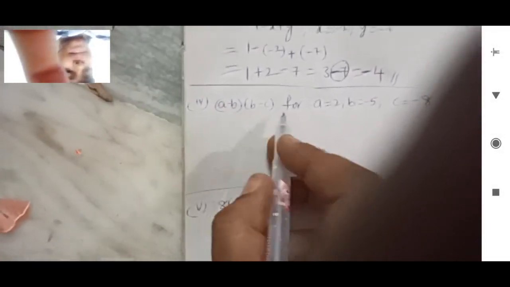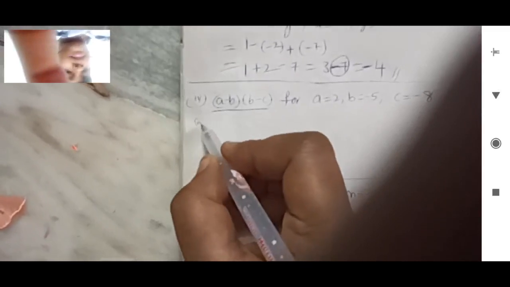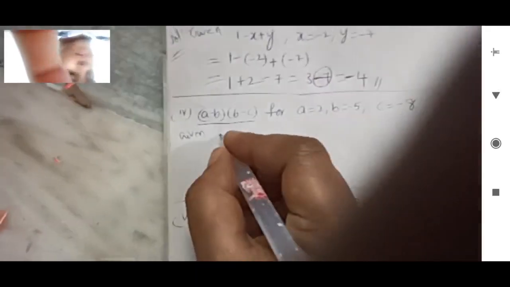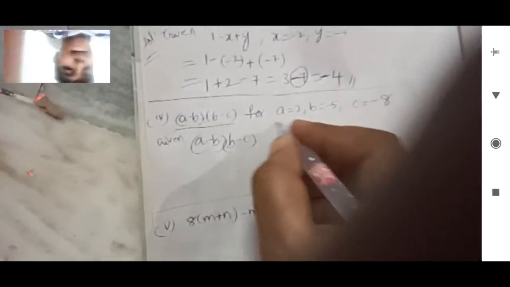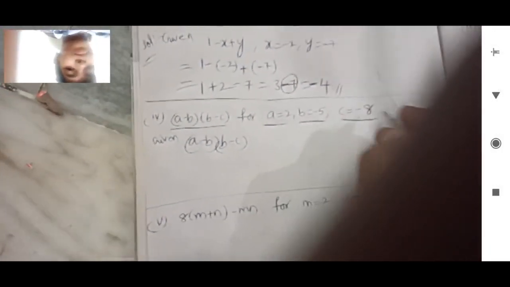A minus B, B minus C. This is the algebraic expression they given. In the solution, given algebraic expression is (A minus B) into (B minus C). So in the place of A, 2 pettali. In the place of B, -5. In the place of C, -8. Just substitute all those values. Is the substitution okay for you? Easy only na? Substitution easy ga unda?